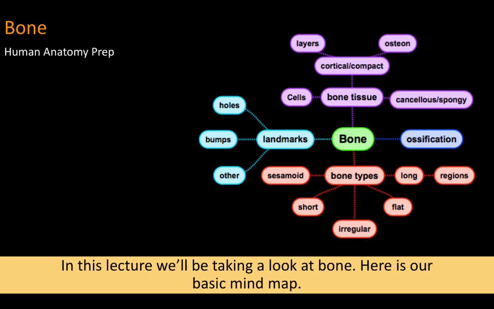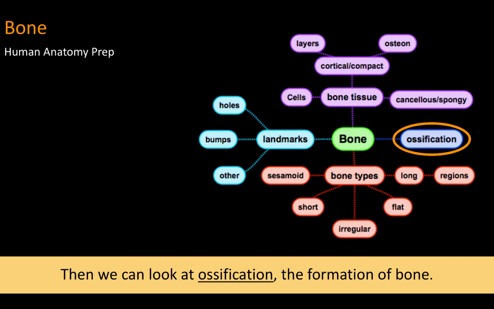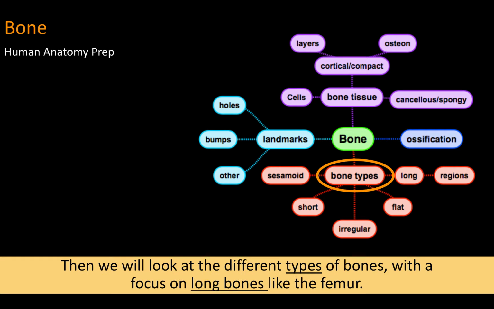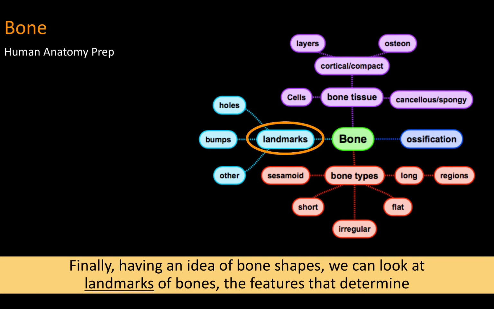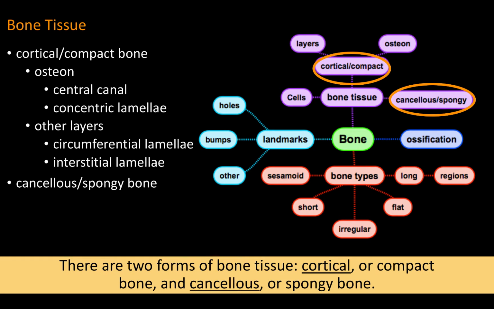In this lecture we'll be taking a look at bone. Here's our basic mind map. We'll start by looking at bone as a tissue to understand bone structure. Then we can look at ossification, the formation of bone. Then we will look at different types of bones, with a focus on long bones like the femur. Finally, having an idea of bone shapes, we can look at landmarks of bones, the features that determine how they connect to each other, connect to muscles, and allow the passage of nerves and blood vessels.